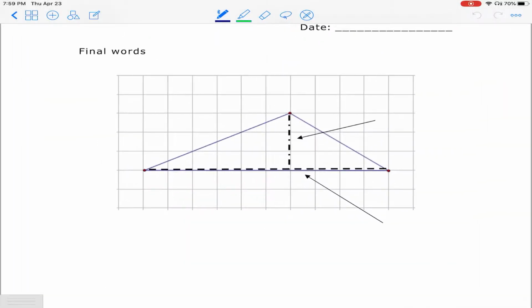So for the final word, basically, if you have a triangle that looks like this, doesn't really matter. The highest point to the base straight down is the height. Okay, so from the highest point to the base straight down, that is your height. Whereas the base is just the base. It's easy to locate it, right?